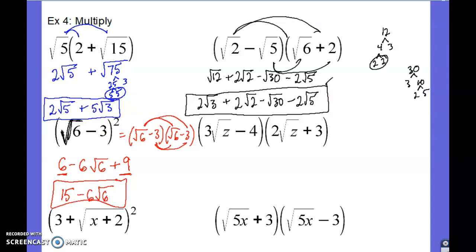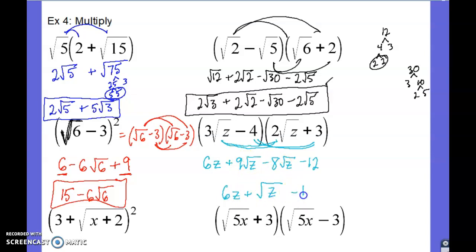As I move on, again, you just have to write down your questions and bring them to me if you have them. As I'm FOILing, 3 times 2 would give me 6. Root z times root z will just give you z. The outside would give me 9 square root z. The inside would give me minus 8 square root z. And then negative 4 times positive 3 gives me negative 12. But just like before, you can have like terms in here, which we have 9 minus 8 is 1 root z, minus 12.